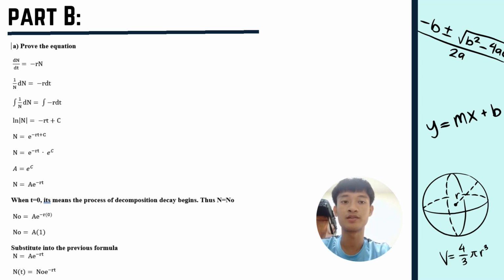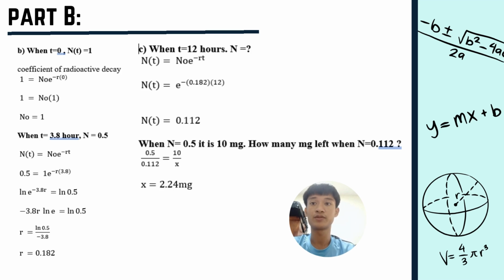Once we sub the 0 into t, we will get N initial equals A multiplied by e to the power of negative r times 0, and e to the power of 0 equals 1, so A multiplied by 1 equals A. So N initial equals A, so we can sub back into the formula N equals Ae to the power of negative rt, so the A will be replaced by N initial. So the final answer is N at time t equals N initial multiplied by e to the power of negative rt. That is the final equation that we will use later. Let's move on to question B and question C.